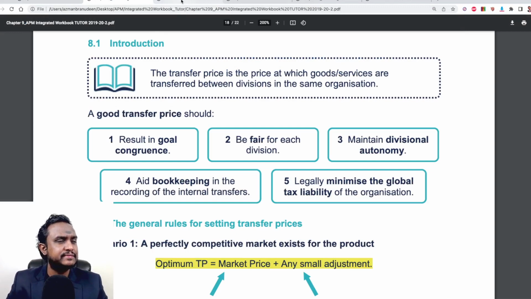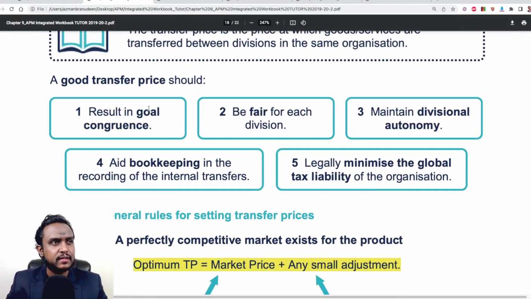A good transfer price should result in goal congruence. It should be fair for each division. It should maintain divisional autonomy. It should aid bookkeeping in the recording of the internal transfers, obviously. And it generally allows us to legally minimize the global tax liability of the organization, which is called international transfer pricing. So, this is a good transfer price, a fair transfer price.